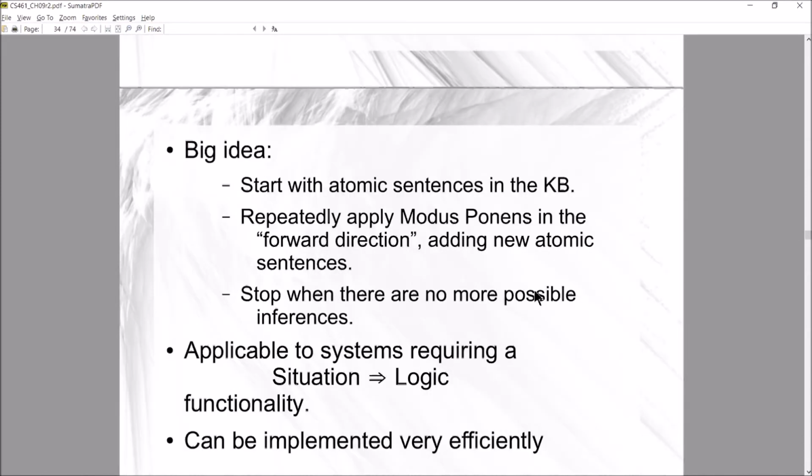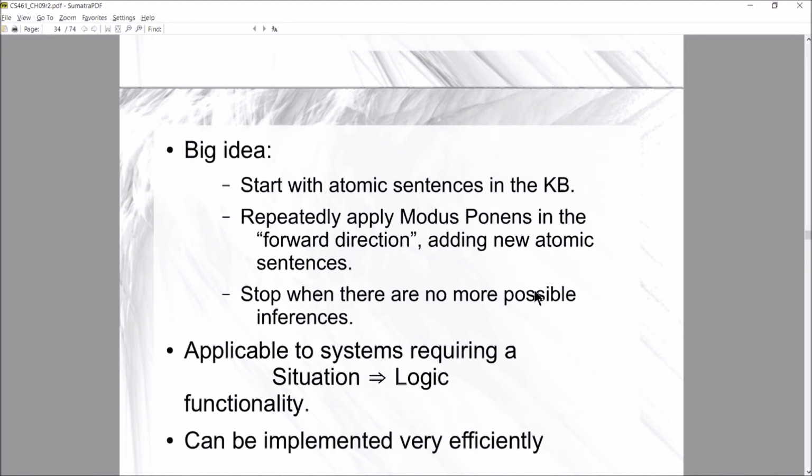All right, so big idea. You're going to start this process with atomic sentences in your knowledge base, and then you just continuously use modus ponens over and over and over again in the quote forward direction, right? So you start off with some atomic sentences, and then you just keep using those as part of modus ponens, and you're adding new atomic sentences that are the result of modus ponens, in a cycle, in a loop. Okay, and so when there are no more possible inferences for you to make, then you're done, right? You're done with your chain. Okay, you're done with this repetition.